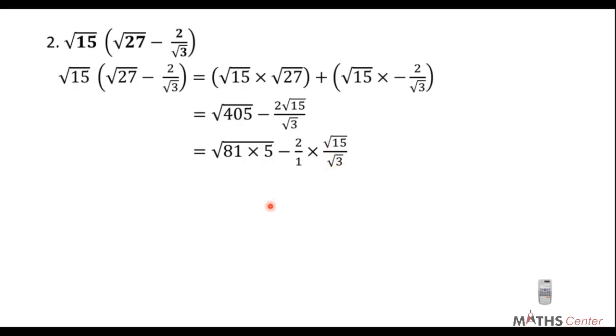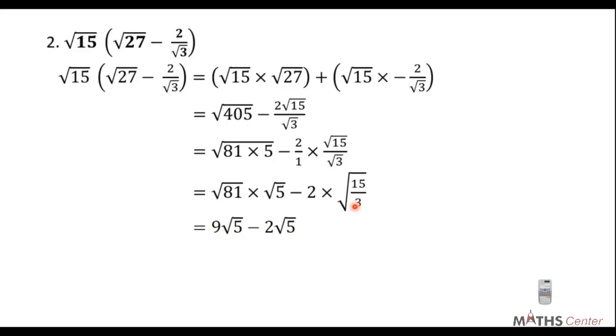So we have 2 divided by 1 times square root of 15 divided by square root of 3, as we have here. So we reduce this further, expanding this, we are going to have square root of 81 times square root of 5, then minus 2 divided by 1 will give us 2, then times, when you are dividing this surd, we know that square root of 15 divided by square root of 3 will give us square root of 15 divided by 3. So here 3 will cancel itself 1 and cancel 15 5 times. So we are going to have square root of 81 will give us 9. So we have 9 times square root of 5, which will give us 9 root 5.